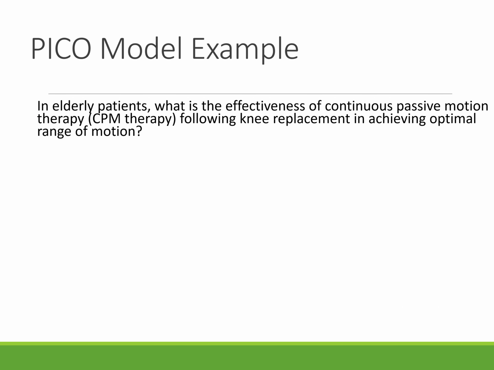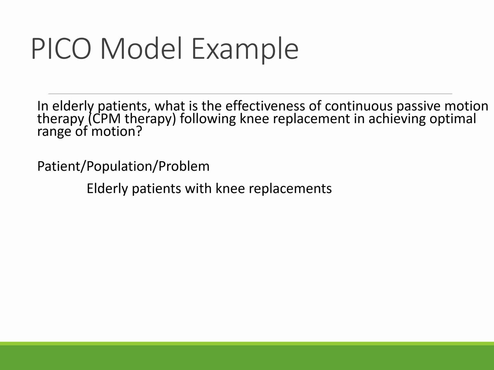So here's an example. Here's a clinical research question that involves the elements of PICO. So in elderly patients, what is the effectiveness of continuous passive motion therapy, CPM therapy, following knee replacement in achieving optimal range of motion? So the patient population or problem is elderly patients with knee replacements.